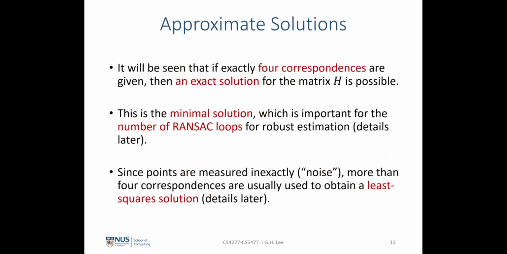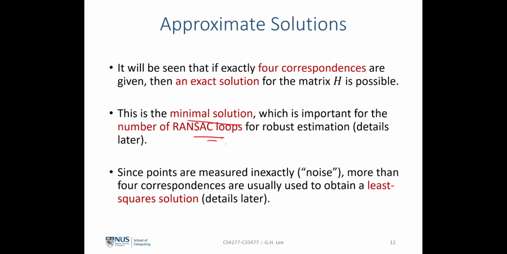And it will be seen that if exactly 4 point correspondences are given, then an exact solution for the matrix H is possible. This is what we know as the minimal solution, which is important for RANSAC loops.